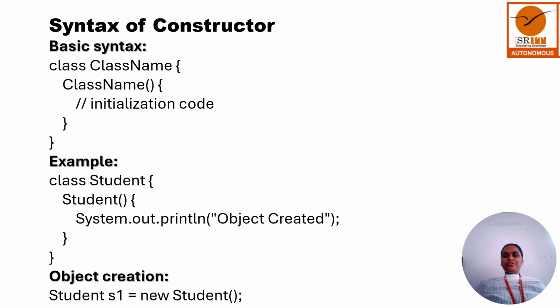The syntax of constructor is class name, object name, and the initialization code. For example, class Student having object Student and a print statement. And object creation should be Student s1 equals new Student.